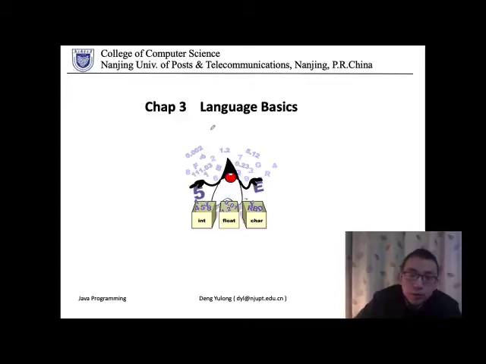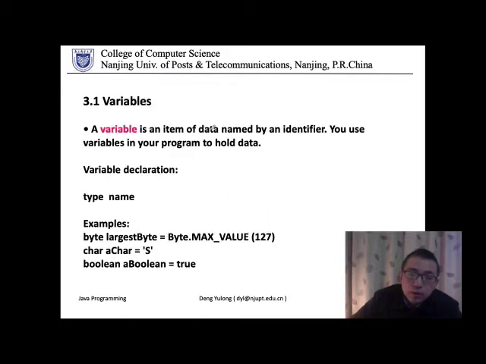In this chapter, we're talking about the features or the basic ideas of the Java programming language. First, something about variables. A variable is an item of data that is located inside the memory.